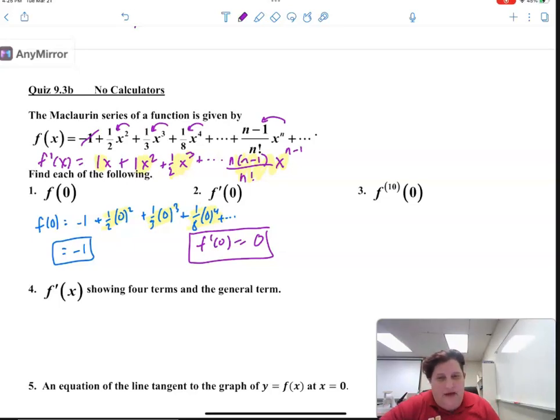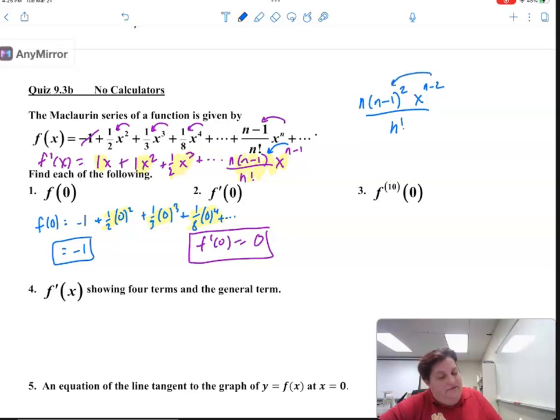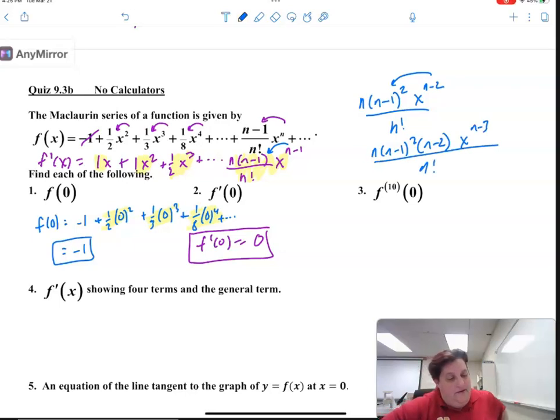Now, this part's going to be a little bit tricky, so let's think about this real quick. For every derivative, the first derivative, I brought the n down and subtracted 1. For the next derivative, I'm going to bring the n minus 1 down, and that's going to go to the n minus 2. For the next derivative, I'm going to bring the n minus 2 down, and that's going to go to the n minus 3. And this is going to keep on going in this pattern.